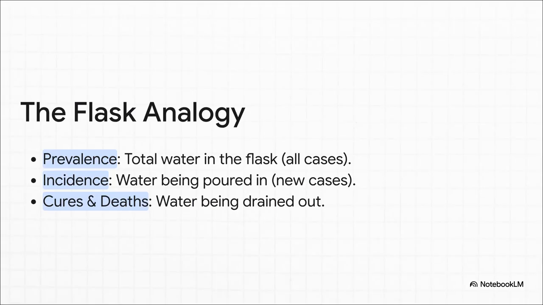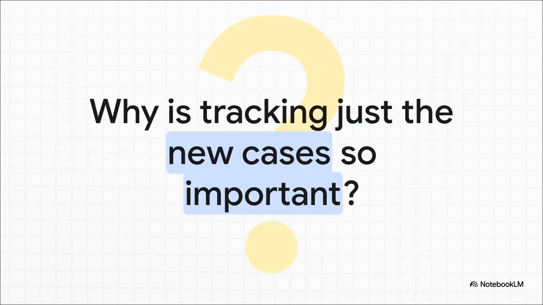And this flask analogy here is just perfect. Imagine the total amount of water in the flask. That's your prevalence, all the existing cases. The water being poured in from the top, that's your incidence, the new cases. And then you have water being drained out. Those are people who recover or, sadly, die. So that water level you see, the prevalence, it's this dynamic balance between the new cases flowing in and old cases flowing out.